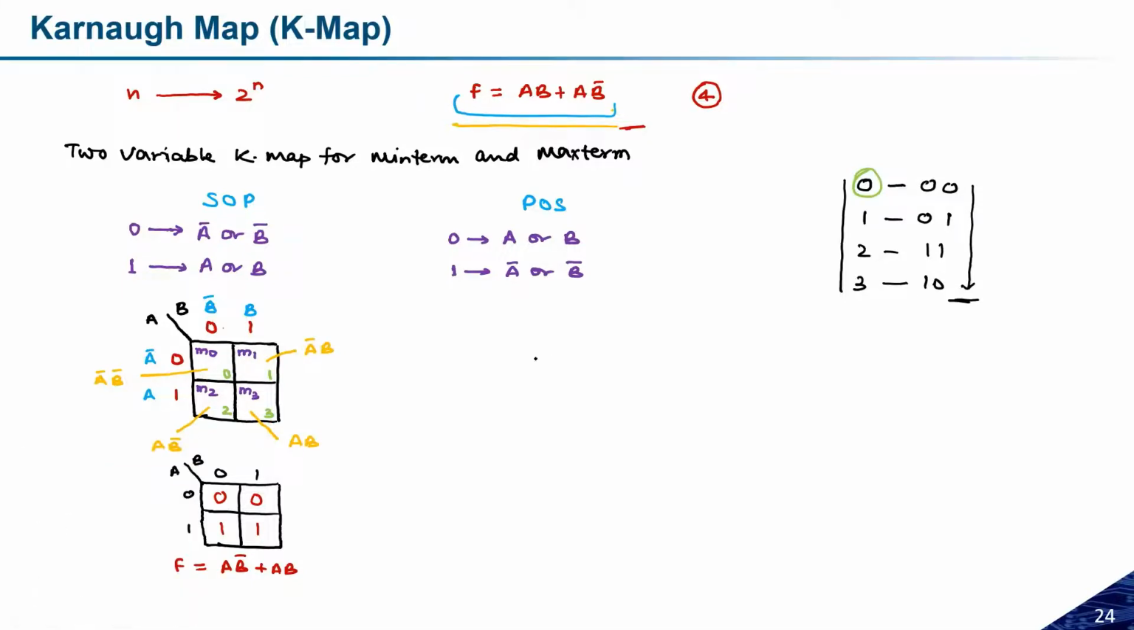Now, if I talk about the POS form, the POS form will be opposite to this one. So let us try to draw the K map, and the K map will look like this one. Let's make it somewhat bigger.